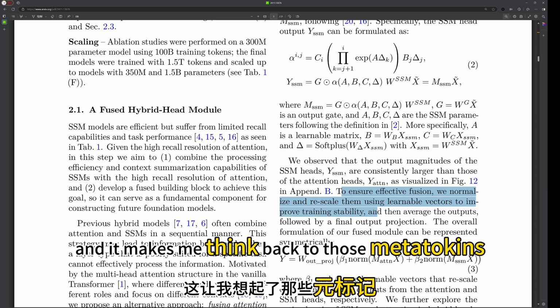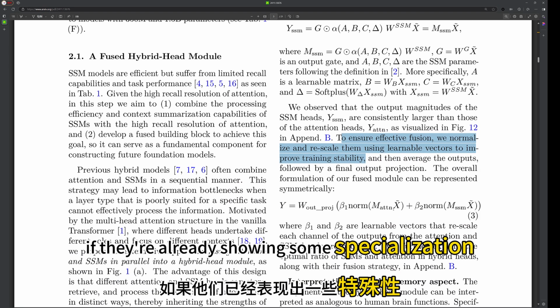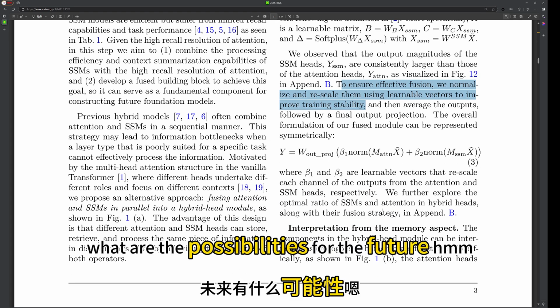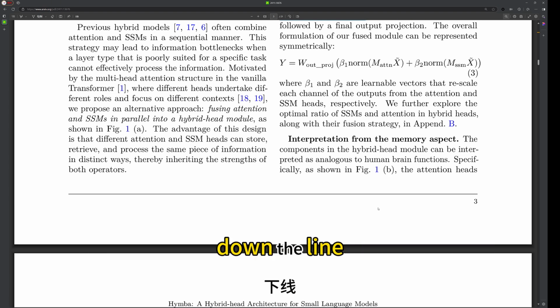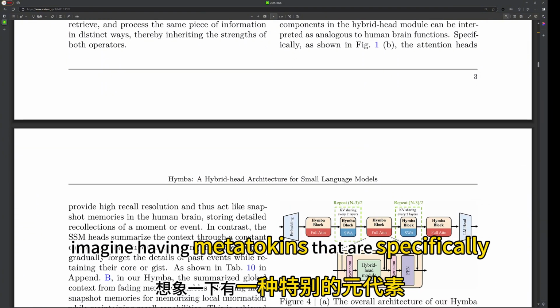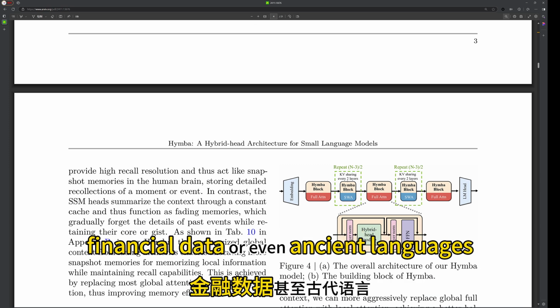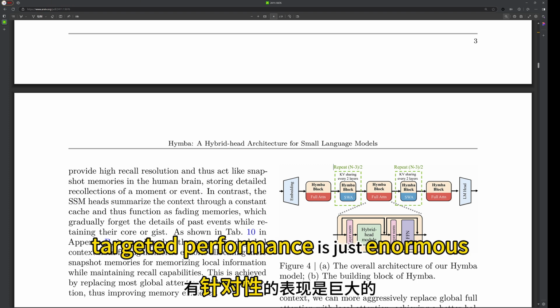And it makes me think back to those meta tokens that we were talking about earlier. Right. If they're already showing some specialization based on the type of input, what are the possibilities for the future? Could we see even more specialized meta tokens down the line? That's a really exciting thought. Imagine having meta tokens that are specifically trained for medical texts or legal documents, financial data, or even ancient languages. Oh, wow. The potential for customization and targeted performance is just enormous.